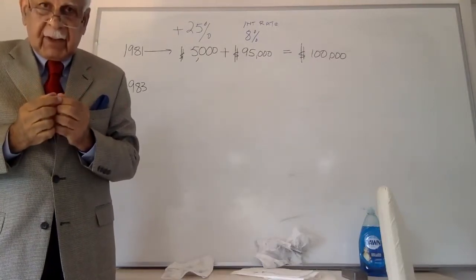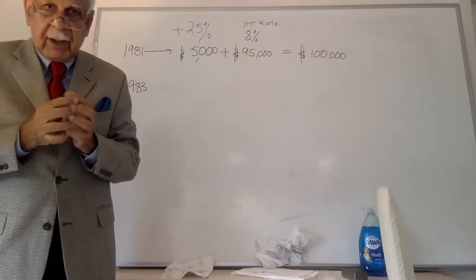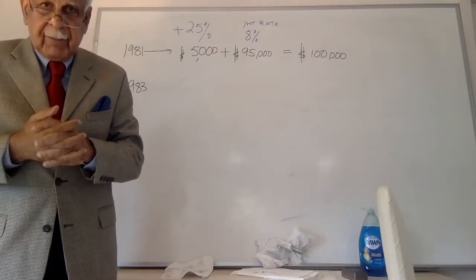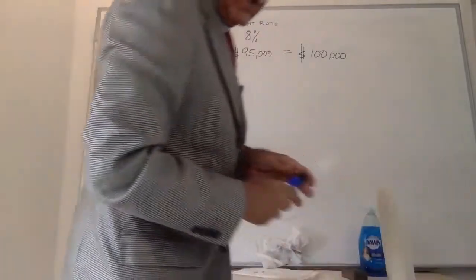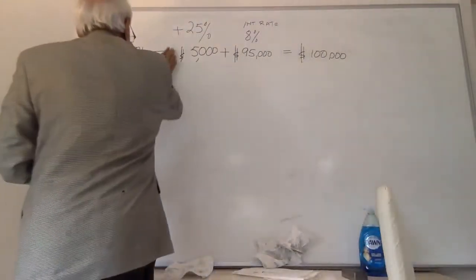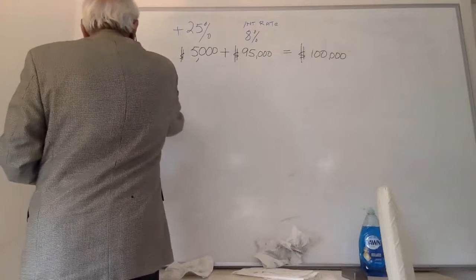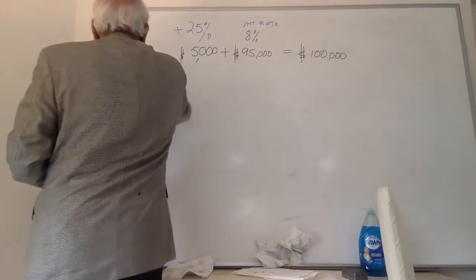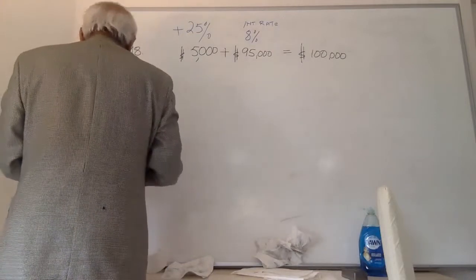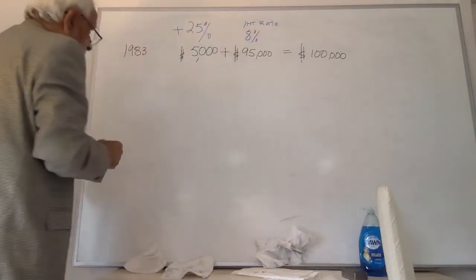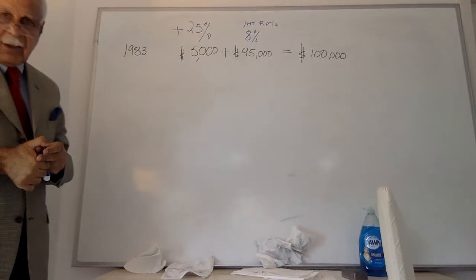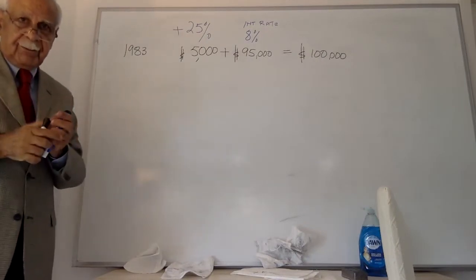Johnny has $5,000 in his pocket and I tell him to go to Houston. He goes to Houston with $5,000. The year when I tell him to go to Houston is not 1981. That's the only difference. Change the scenario. The year is 1983 now, folks, remember.